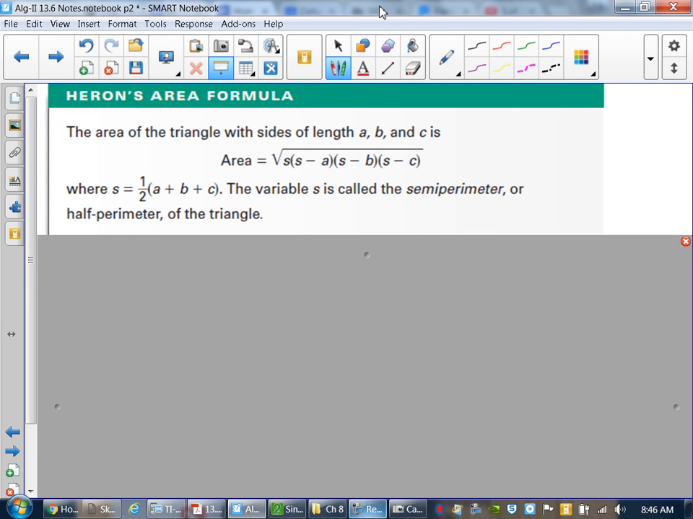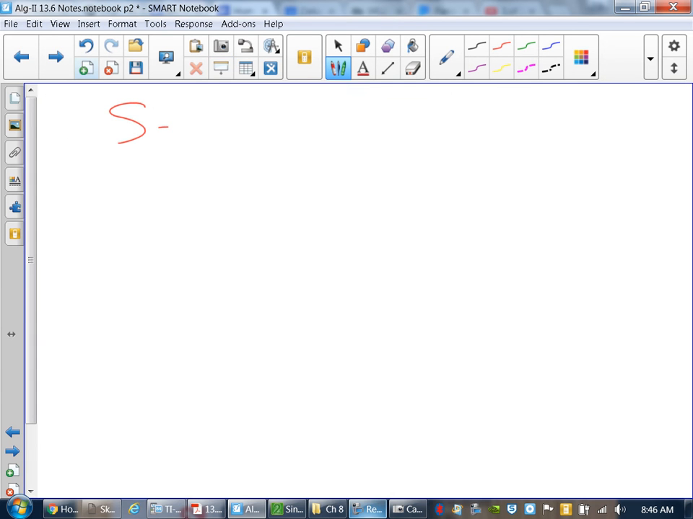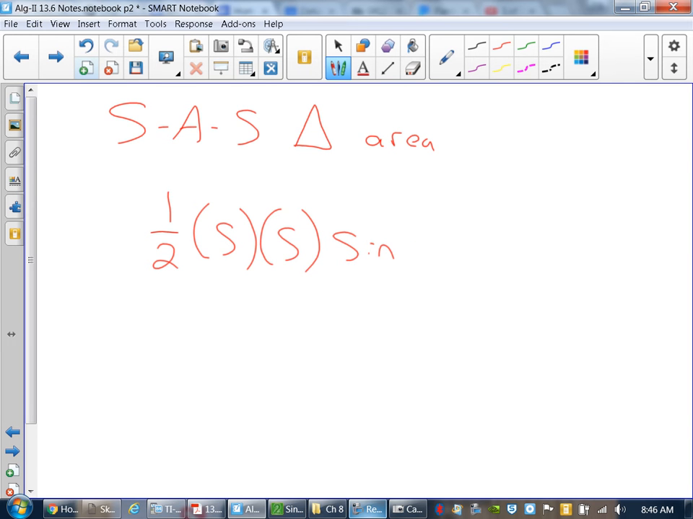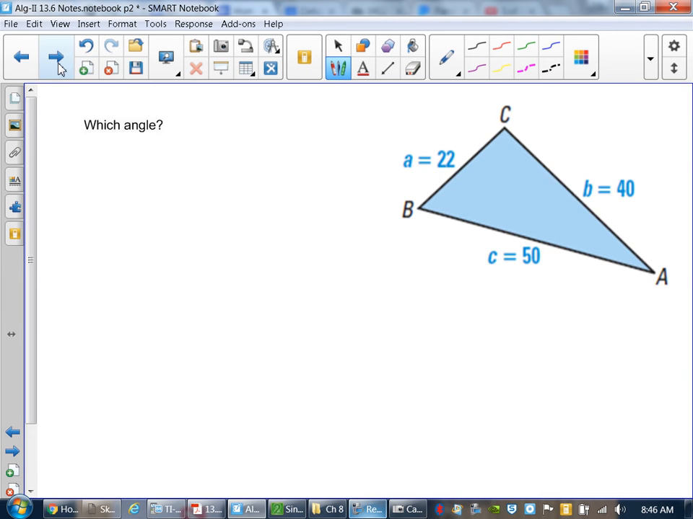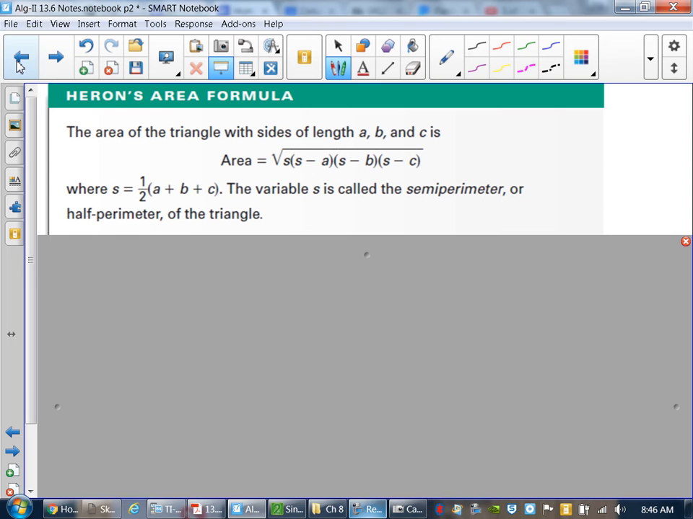Remember we did the area, let's flip this out. Remember we had the side angle side triangle area where we did 1/2 side, side, sine of angle. Well, that's great when you have side angle side, but if you have side, side, side, you have to find all this mumbo jumbo.